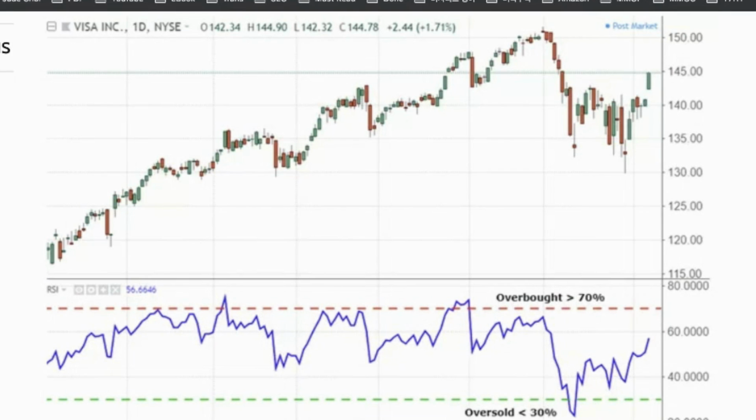It doesn't necessarily mean that the price will go down, but you probably don't want to buy stock at over RSI 70%. So I personally try not to buy stocks that have an RSI higher than 60%. But when the RSI is below 30%, it means that the stock is oversold. So you might want to consider buying the stock at this point.